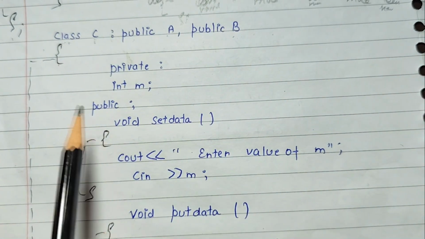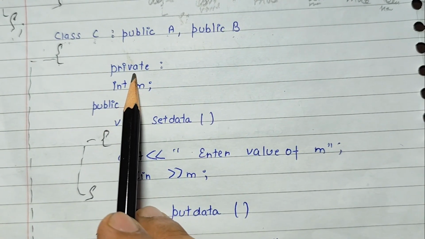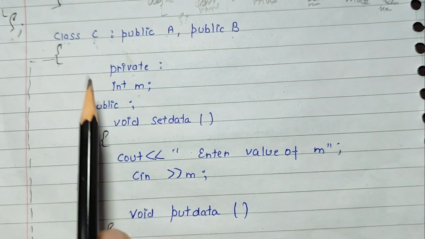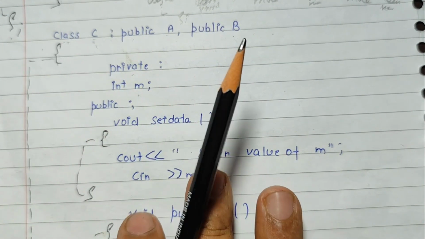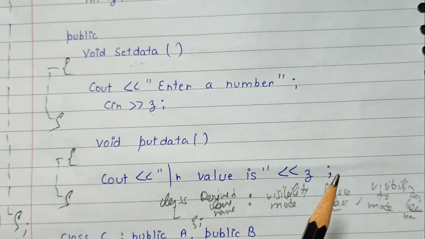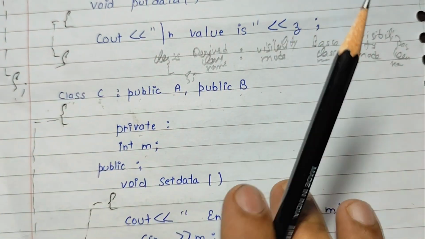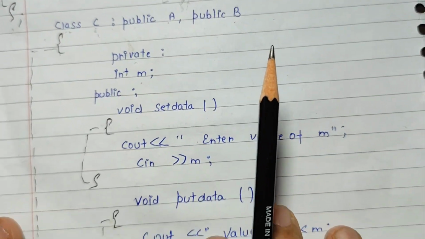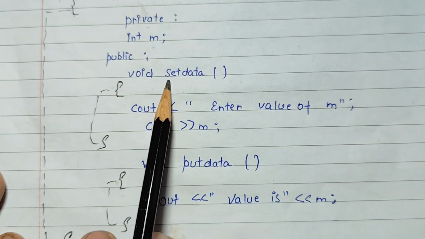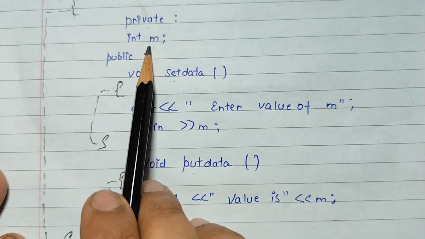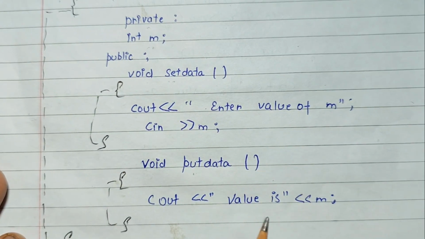Now in the derived class, first I start the private section. M is the private data member of the derived class C. If you analyze carefully, in class B we have setdata and putdata member functions. Now again in the derived class I make member functions with the same names, setdata and putdata. This setdata member function is used for inputting the value in variable M, and the putdata member function is used for displaying the value of the M variable. I hope all of you are clear.